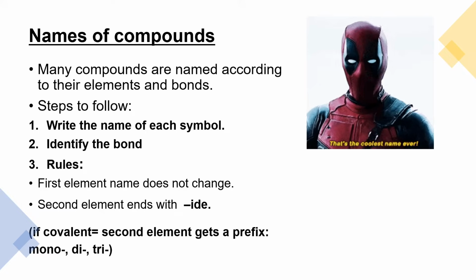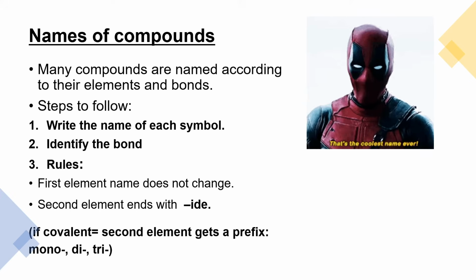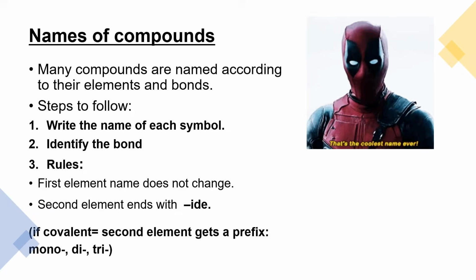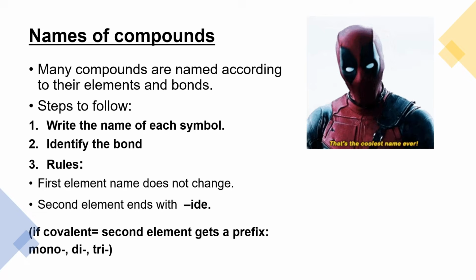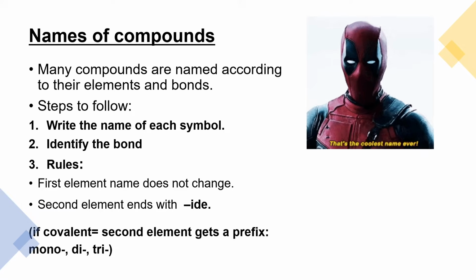If the bond is covalent, there is a fourth step that comes into play. The second element will receive a prefix of either mono, di, or tri in this level of physical sciences. That prefix is determined by the number of atoms found in the second element in the compound. Let's have a look at how to name compounds.